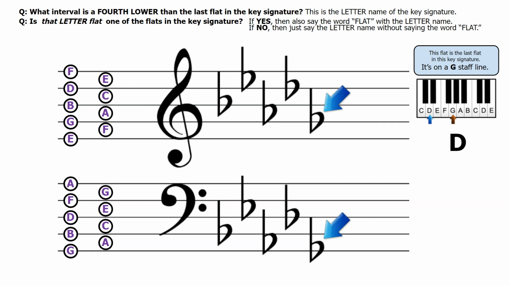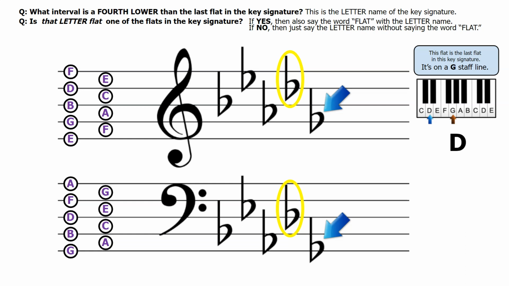If we don't see a D flat in those flats, then we just say the letter name without saying the word flat. So it will be just the key of D. So the question is, did you find one of those flats to be a D flat? Sure, there it is. And you can tell because it's on the D line of the staff.